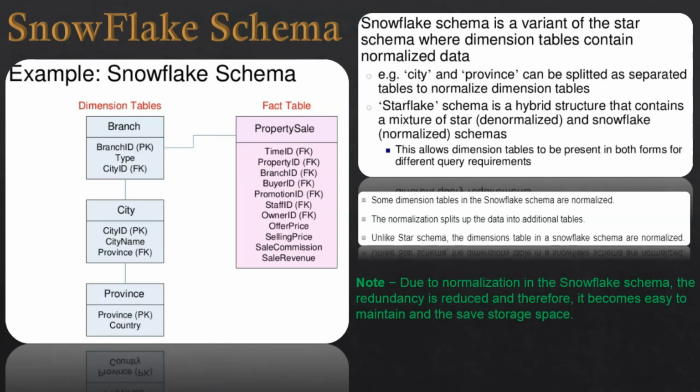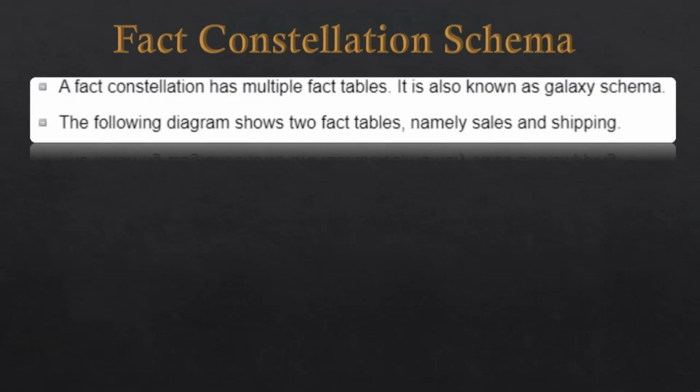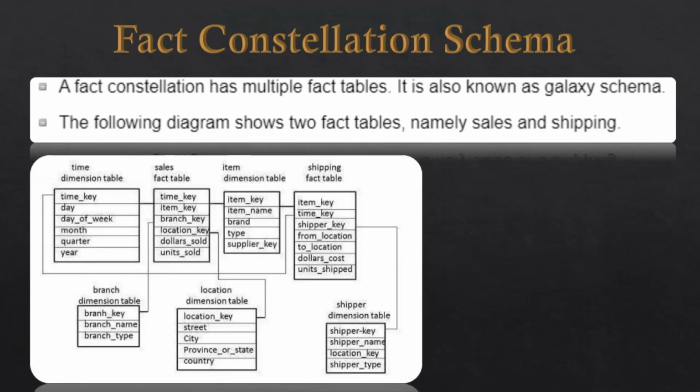So guys, this is about our Snowflake schema. Going ahead, we have a fact constellation schema, which is basically a combination of your star schema and Snowflake schema, and sometimes we call it fact constellation schema, sometimes we call it galaxy schema. So in the diagram below, it can be seen that it's basically a combination of both. We have multiple fact tables and we have multiple dimension tables. As you can see, we have the sales fact table, we have the shipping fact table, then we have multiple dimension tables like time, item, branch, location and shipper.